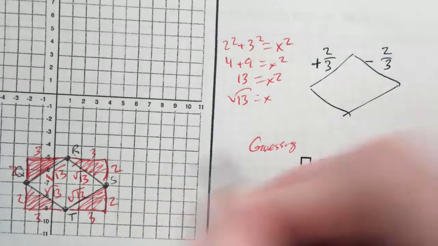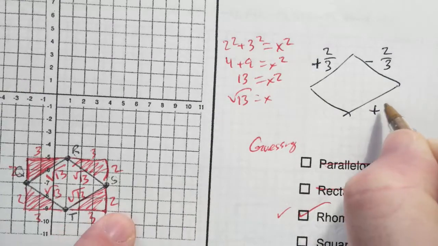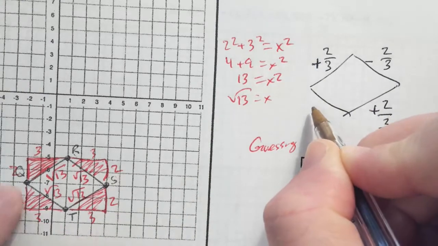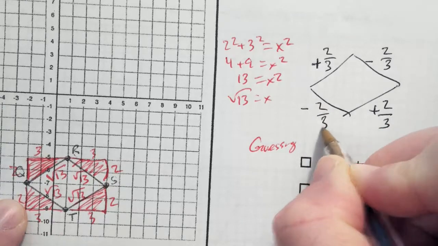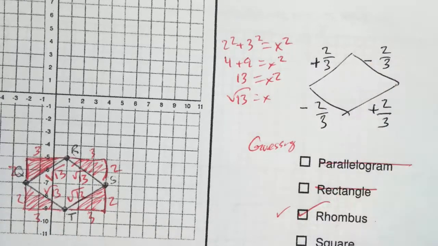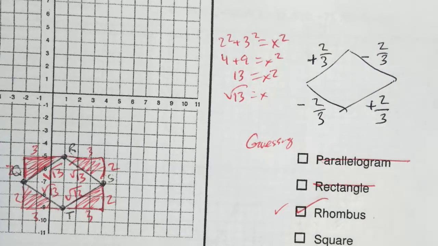This one is a positive slope, and it rose 2, ran 3. This is a negative slope, and it rose 2, ran 3. You flip the sign, but you do not flip the fraction. This is not a right angle. So that is definitely a rhombus, not a square.